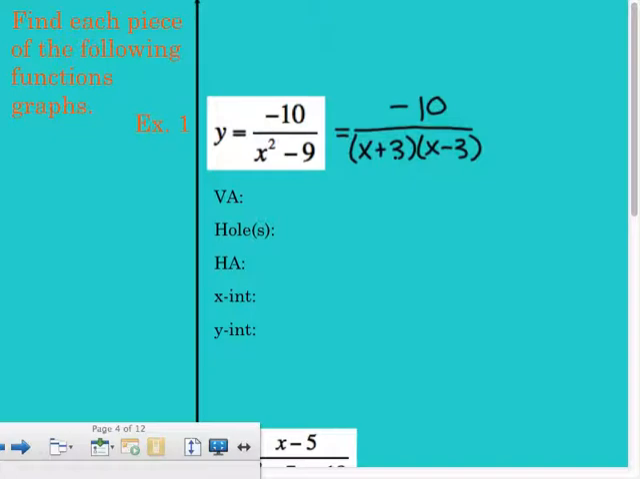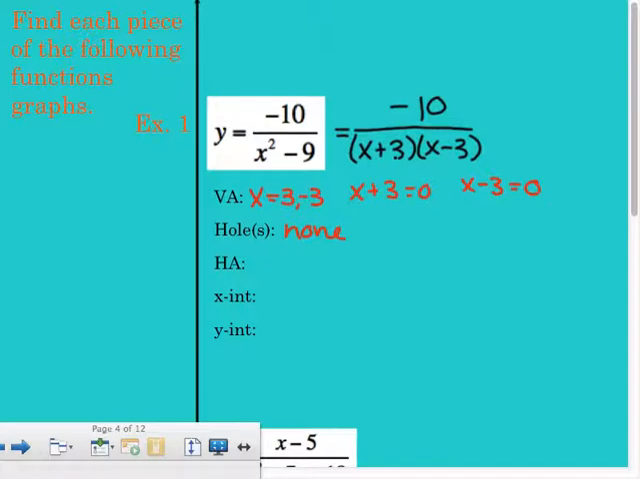To find the vertical asymptote, I take the denominator and set it equal to 0. So I've got x plus 3 equals 0, x minus 3 equals 0. So I'm going to have 2 vertical asymptotes, at x equals 3 and x equals negative 3. I don't have any holes because there's nothing in the numerator that's the same in the denominator, so I'm just going to say none.